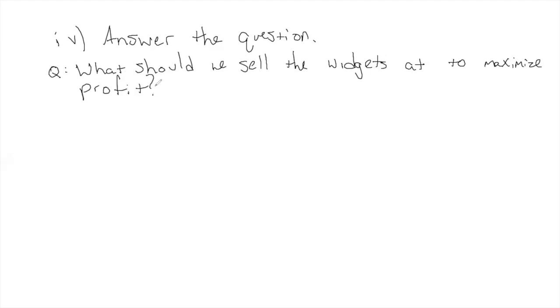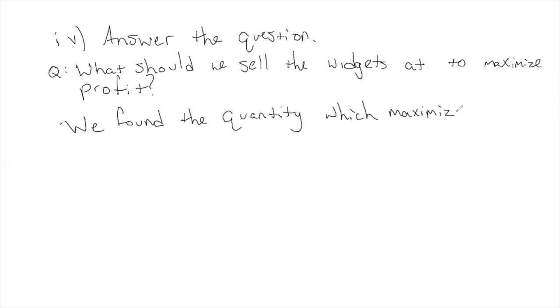So we found how many. We found the quantity which maximizes profit. So there's an extra step here to find the proper price, right? What should we sell? We need to take the Q that we found, Q being equal to 48, and plug it into the price equation, right? The quantity gives us the price, and that's what we're looking for.